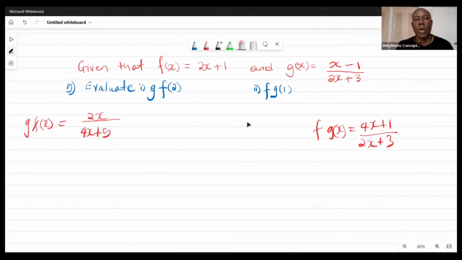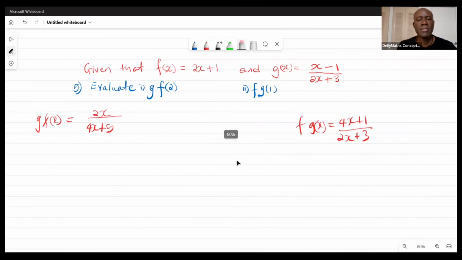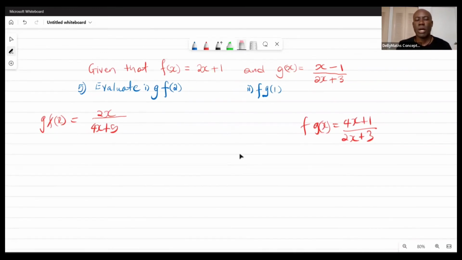All right, so right now, as you can see, what we're about to do is some evaluation of some composite function. It says we want to evaluate g of f of 2, and we want to do f of g of 1. Now, if you notice, I brought back this and this from the previous questions that we just did at number 4, where we found the f of g of x and the g of f of x, right? Now, because this function here, this idea here, is linked to the g of the f of x, I am going to use this function to evaluate that.